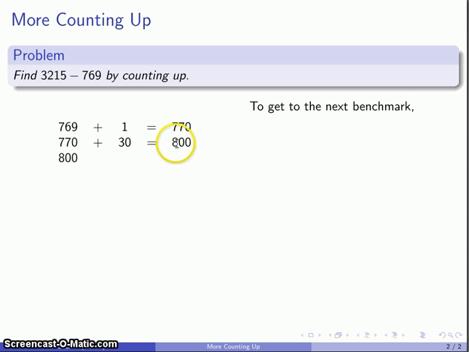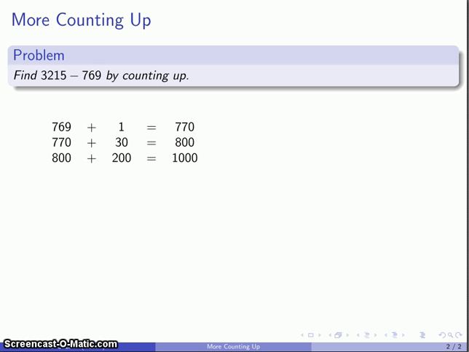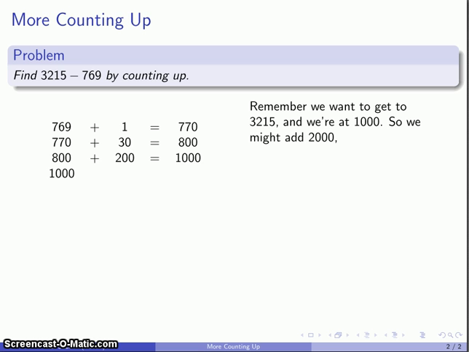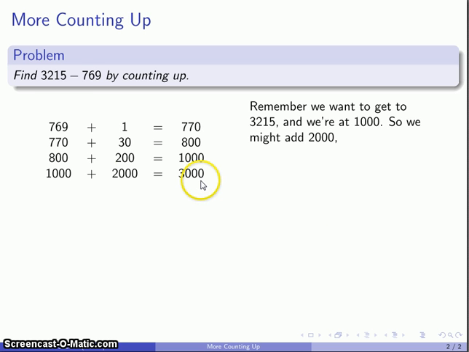Well, I have 800, and I want to get rid of the hundreds and go up to the thousands, and that's going to take me from 800. I'll need 200 more, and that'll take me up to my first 1,000. I want to continue counting up, and here I might want to keep the goal in mind. I'm trying to get to 3,215, so I'm at 1,000, so I want to add 2,000, so that takes me to 3,000.